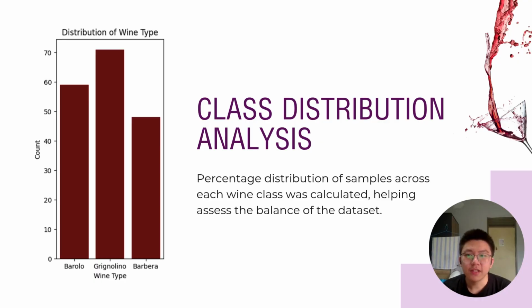Moving on, after data cleaning, we plotted a class distribution bar chart as shown on the right to assess the balance of the dataset. We can see that Grignolino represents the largest class with over 70 samples, followed by Barolo and Barbera with around 59 and 48 samples respectively.